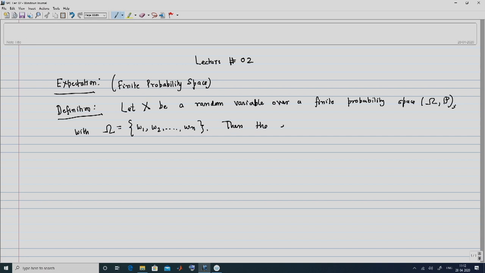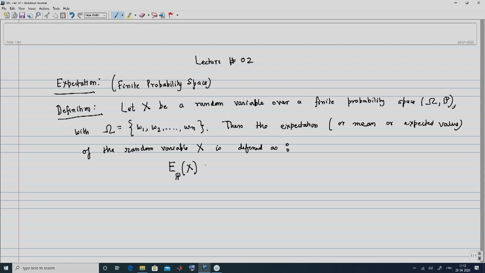Then the expectation, or sometimes we call it a mean or even expected value of the random variable X, is defined as E of X with a subscript P to indicate the probability measure, and this will be given by the summation of X of omega i, that is the value the random variable takes for omega i, times the probability of omega i, summing this over i equal to 1 to n.